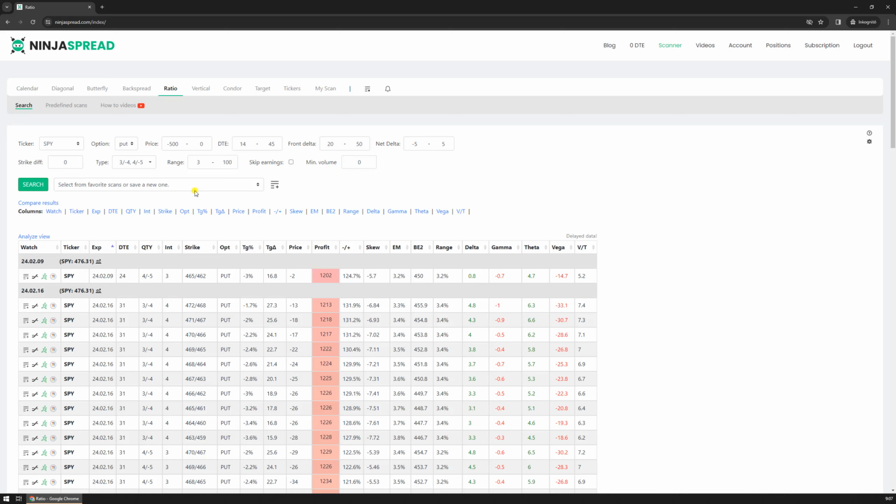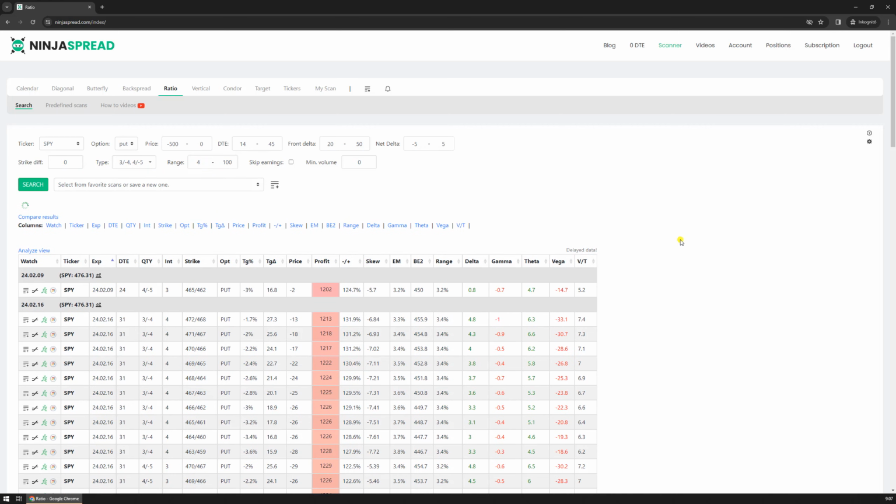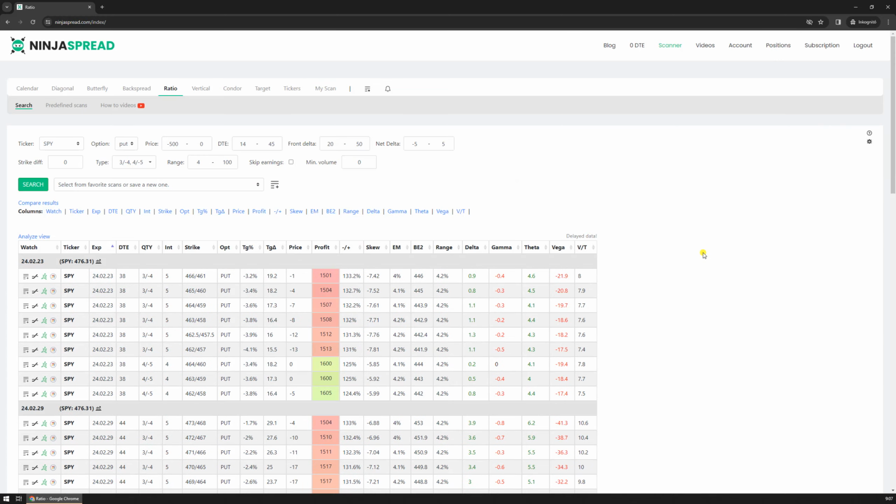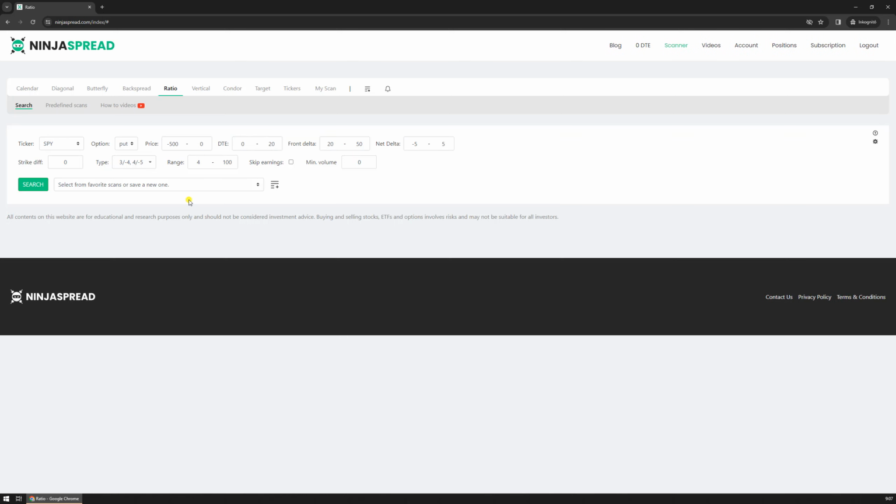get alerted. So for example, let's say that I'm looking for a ratio spread with at least 4 percentage points as a range between break-evens. And let's say we narrow it down to 20 days. So as you can see, nothing is found.